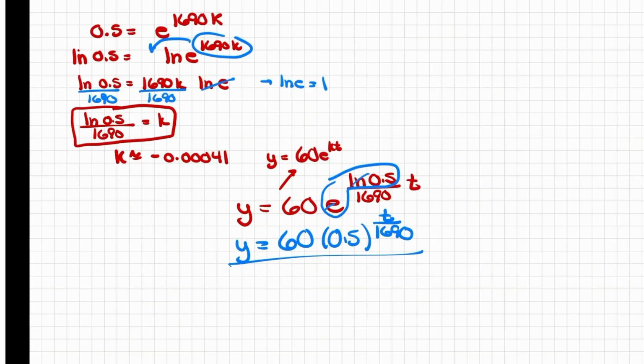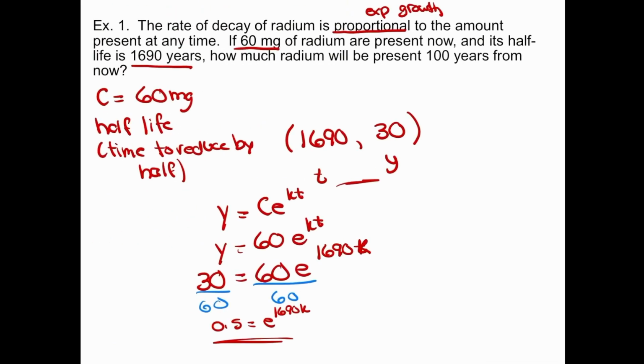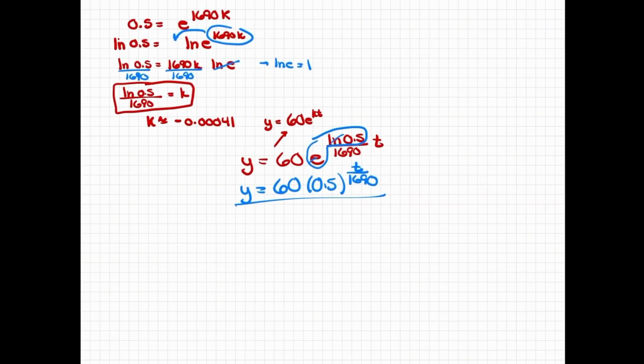So now we're actually going to go ahead and sub in our original question. For those that don't remember what the original question was, it's how much radium will be present 100 years from now. So a little bit of work to get to where we need to be. So now we are going to say that the amount left will be 60, the initial amount, times the half-life of 0.5.